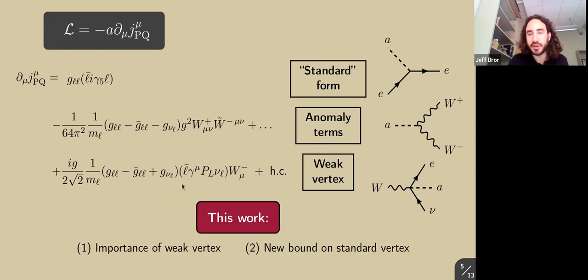Now, the focus that I want to take from here is, first of all, to point out the importance of this weak vertex and study in which cases it's going to be a dramatic effect in your parameter space. And it turns out, as a corollary of that, I'll have a situation where I can also place a new bound even on the standard vertex. That was a big surprise for us when we started working on this project. Are there any questions? I'll pause for a moment here.